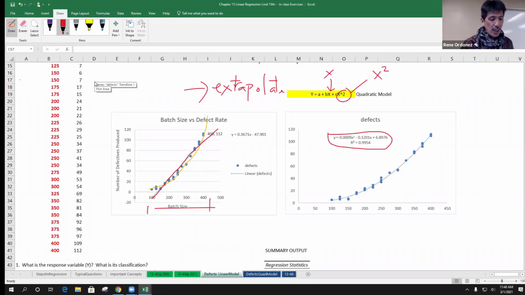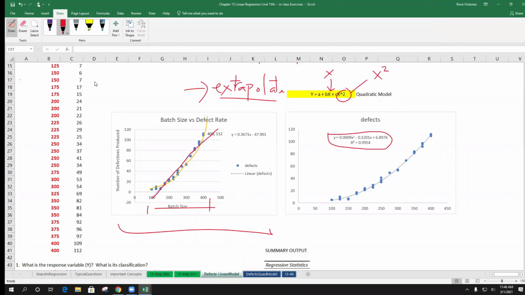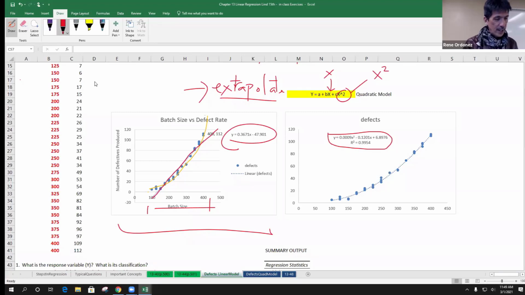What is it that you observe that will happen to the prediction error? What is it that you see in this plot here? If we use the linear model, what happens when we extrapolate? Like when it gets to higher numbers, it won't be correct.